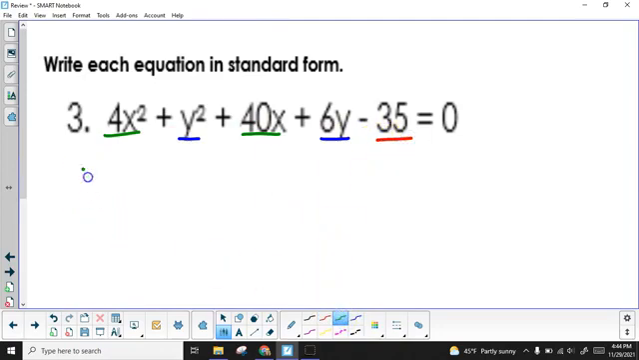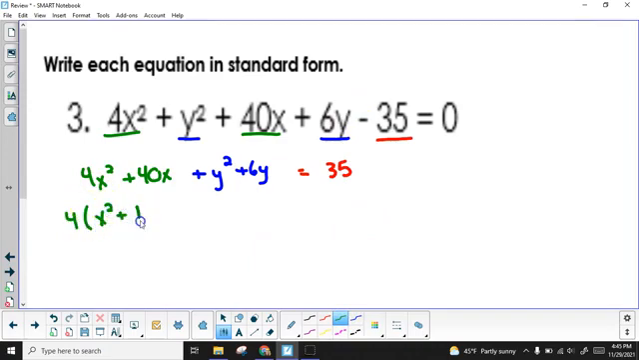So 4x squared plus 40x, and then y squared plus 6y. And then on the other side, when we move the -35 over, it becomes a +35. Okay, for our x's, we need to factor out this 4. That's going to give us x squared plus 10x, and then we're going to add something else to it right there.